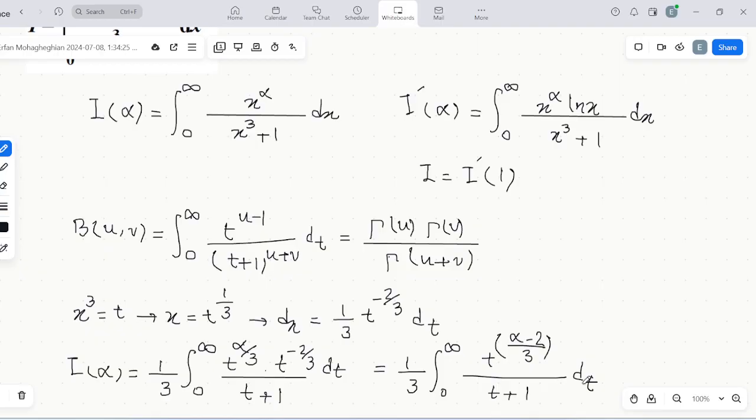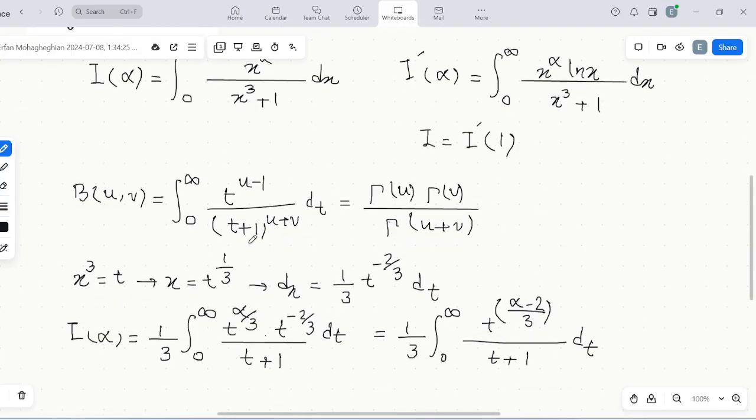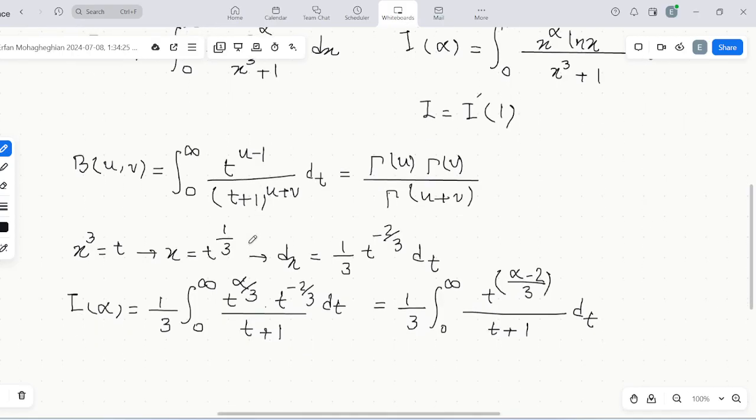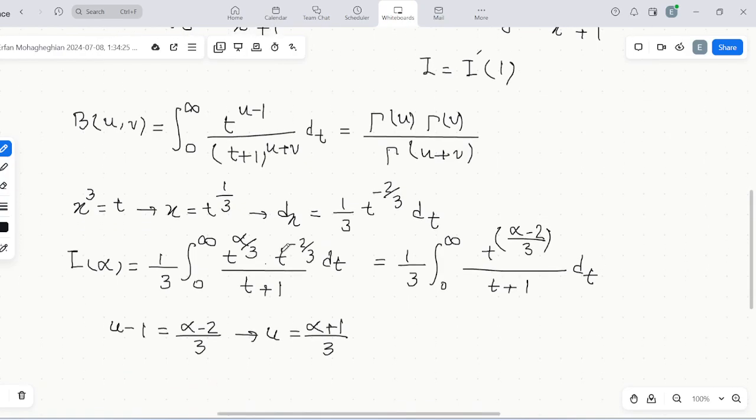Now if you compare this integral with the representation of the beta function, you notice that u minus 1 is alpha minus 2 divided by 3, and u plus v is equal to 1. So we have u minus 1 equals alpha minus 2 over 3, and this yields u as alpha plus 1 over 3. And since u plus v is equal to 1, we can actually get a nicer representation for this special case of the beta function.